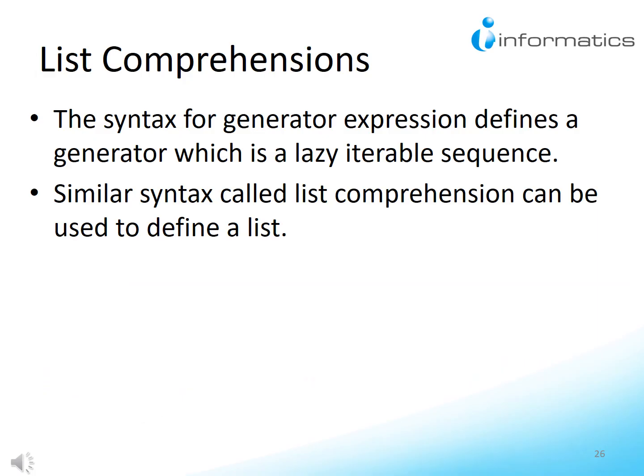List comprehensions. The syntax for a generator expression defines a generator, which is a lazy iterable sequence. Note that a generator can be used to iterate through the lazy iterable sequence only once. In other words, once a generator has reached the end of the iterable, there is no way to reset it to the beginning, unless we reuse the generator expression again. If such behavior is not desired, we can use a list comprehension to define a list for the same sequence. A list comprehension can be constructed by including a generator expression in square brackets.